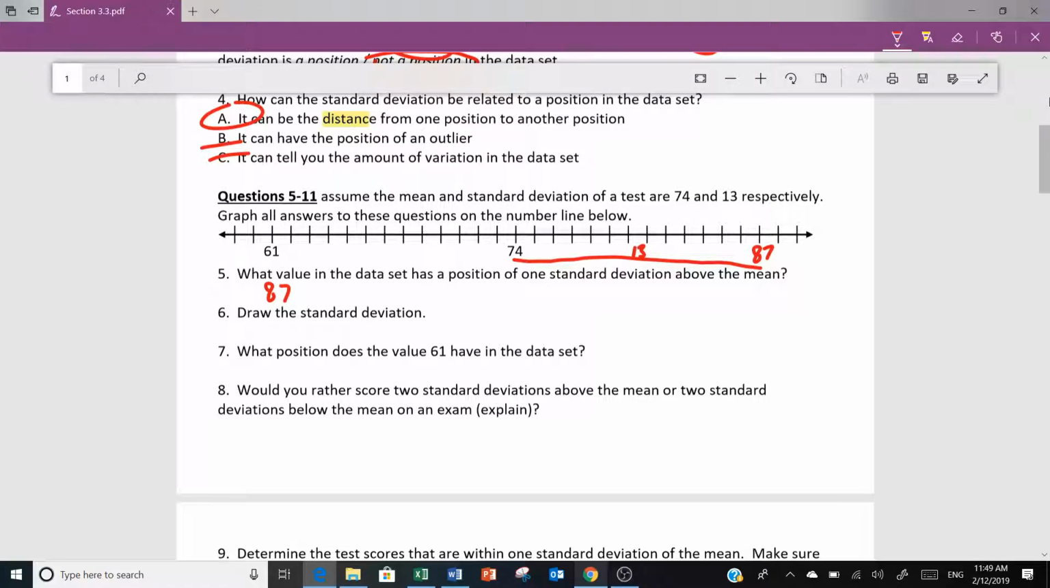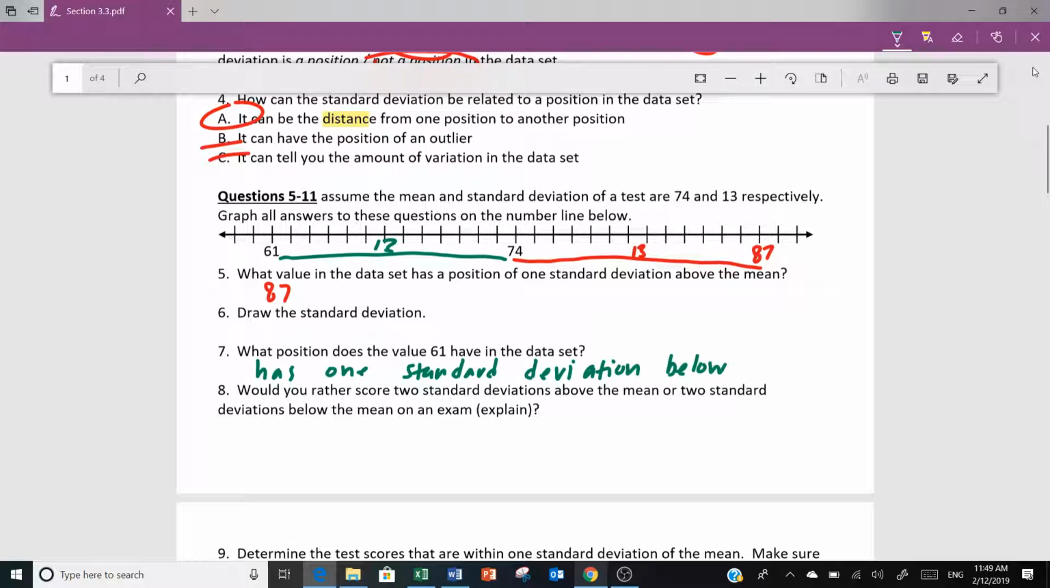If we look at between 74 and 61, we're actually counting 13 down. So again, we've used the standard deviation to describe 61, but it's not 1 standard deviation above, it's 1 standard deviation below. Good, so 61 has 1 standard deviation below. Am I done writing here?